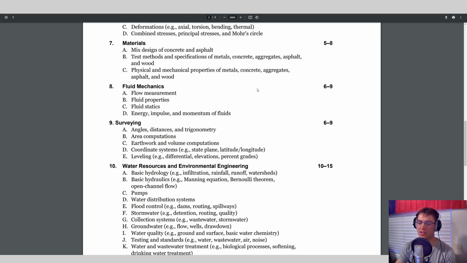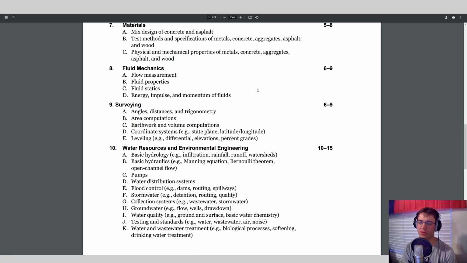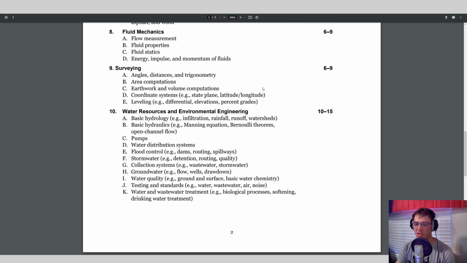Fluid mechanics: flow measurement, fluid properties, fluid statics, energy, impulse, and momentum of fluids. 6 to 9 questions. This is another section I have no experience in, and we'll definitely need to spend a lot of time preparing for. What else have we got?